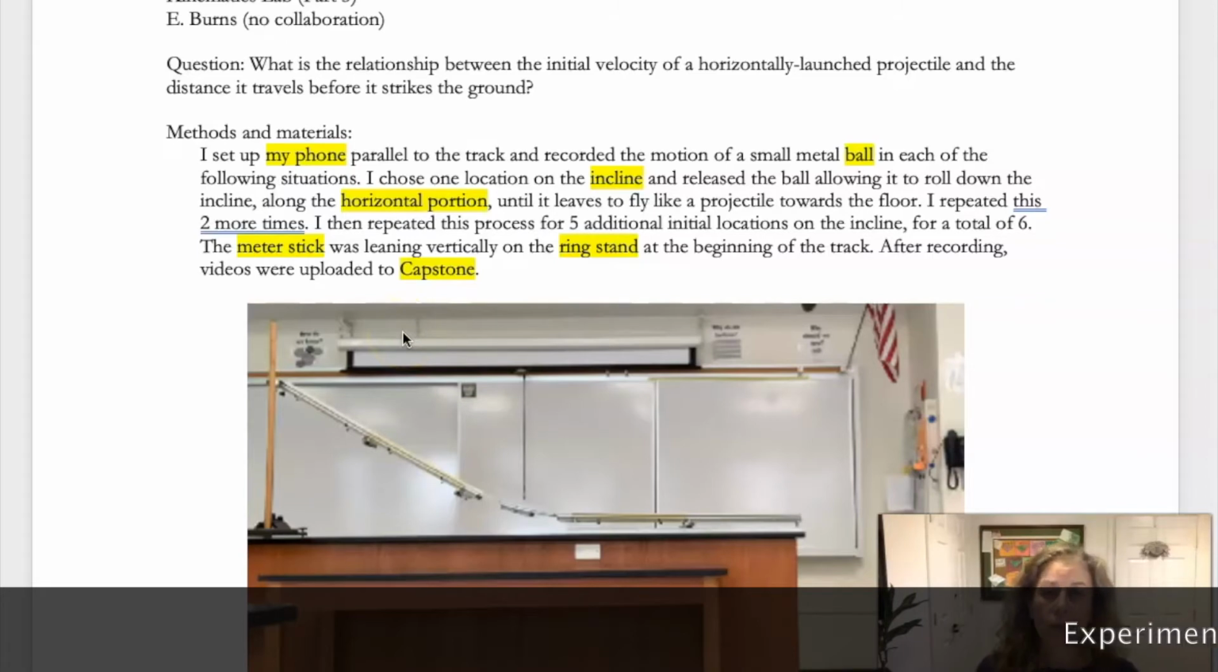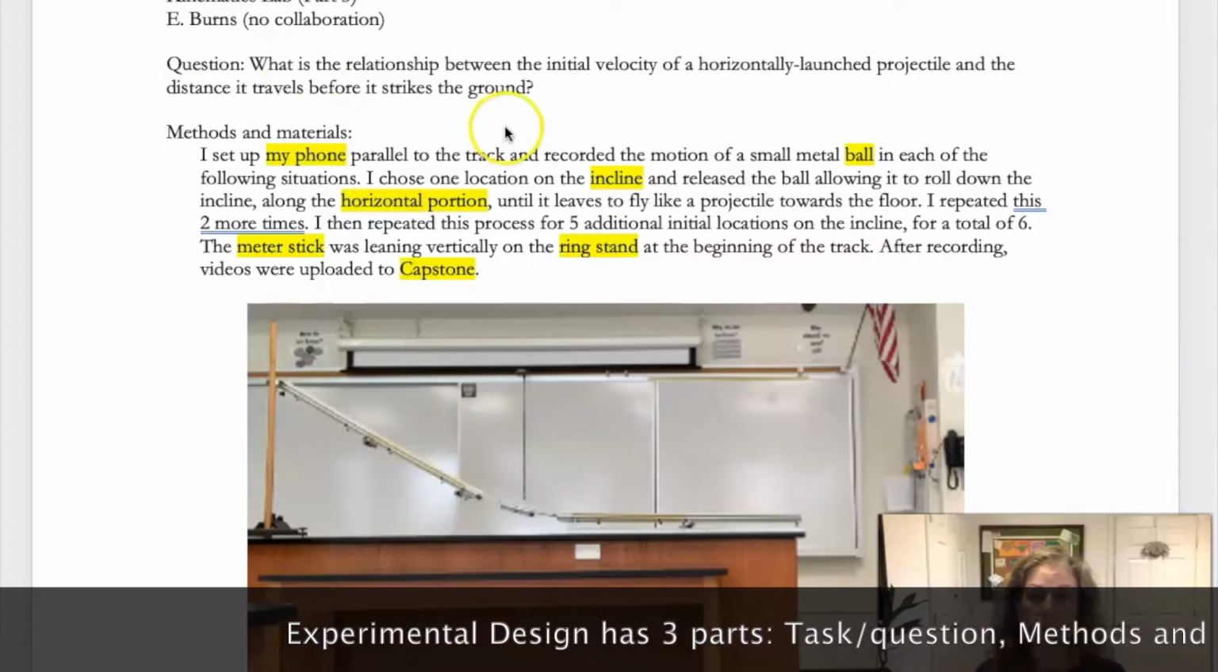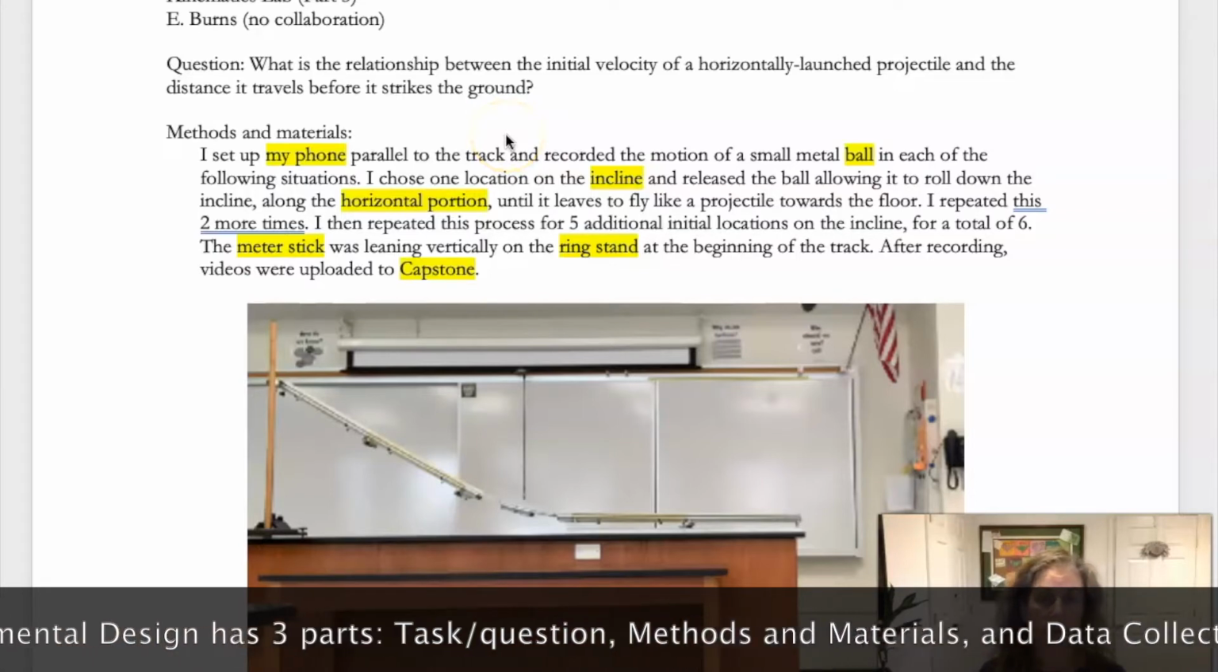Hey all, I want to go through the kinematics lab that you submitted this week. I want to give you some general feedback for all of you, and walk you through how I put together this lab report. You should have a copy in front of you.